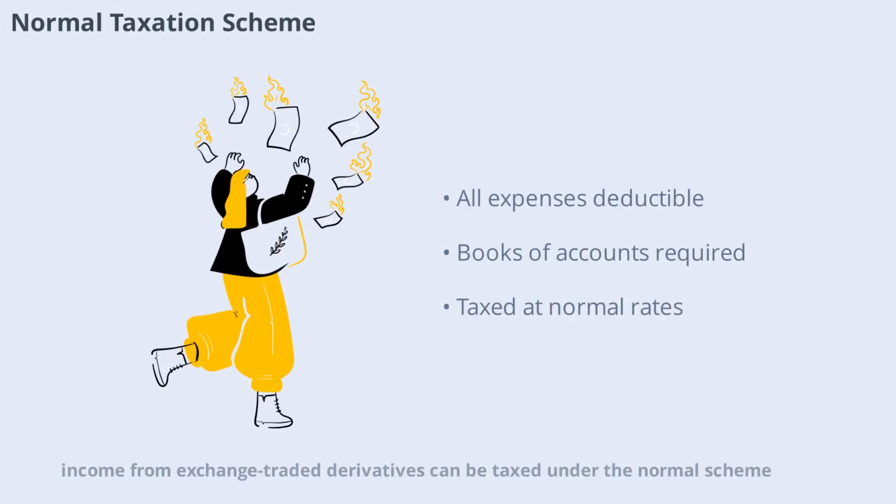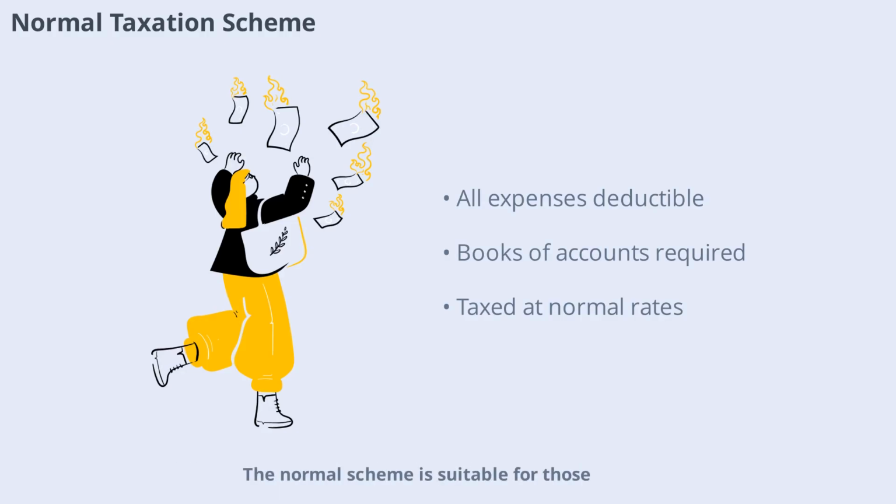Alternatively, income from exchange-traded derivatives can be taxed under the normal scheme. Here, all business expenses are allowed as deductions, and the taxpayer must maintain prescribed books of accounts. The normal scheme is suitable for those with higher turnover or more complex financial situations, ensuring all income and expenses are accurately reported and taxed at applicable rates.